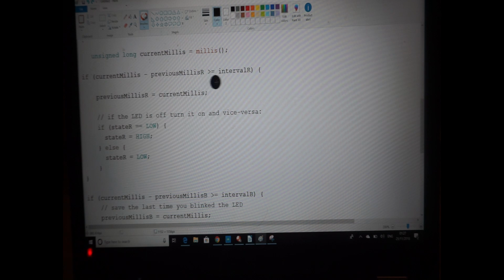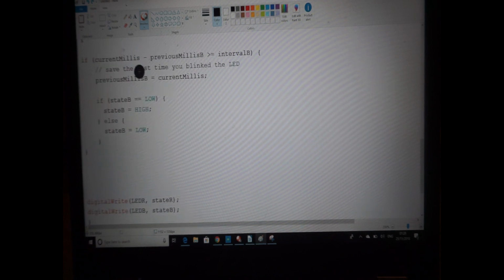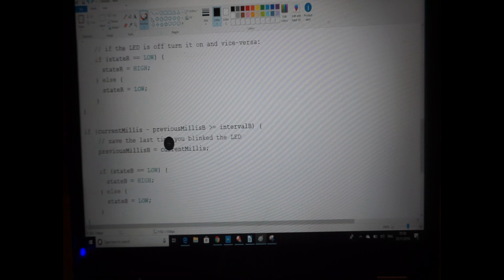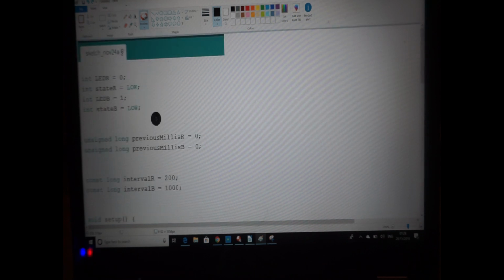Is that greater than or equal to 200? In this case, it's obviously not, so it skips down to this one, and it's going to be the same for blue, 10 take away 0. Is that greater than or equal to 1000? No. So it comes down here and it'll write the states. It'll write red as low and blue as low, because that's what they're set at originally, low and low.